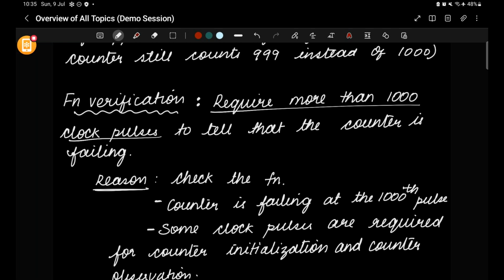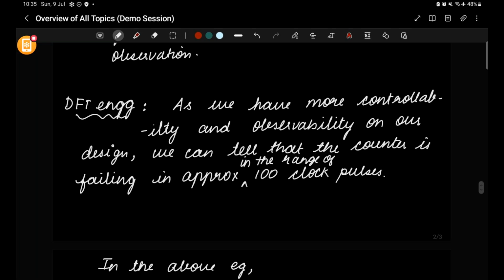Whereas we DFT engineers have more controllability and observability on our design. Why do we have controllability and observability on our design? Because we have gone for scan insertion.